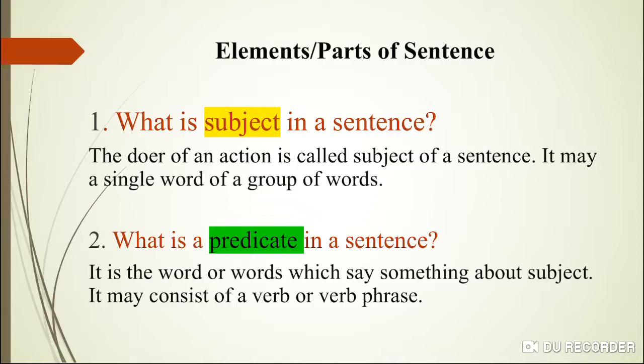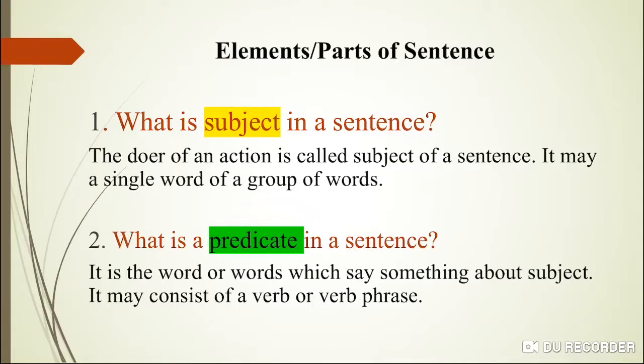So when you say he is my brother, you will have a single subject, you're talking about he, right? He and his brothers are playing in the ground. So in this sentence, he and his brothers, this one is a complete subject. We are talking about he and his brothers. So it may be a single word or it may be a group of words. It can be a simple subject or it can be a compound subject.